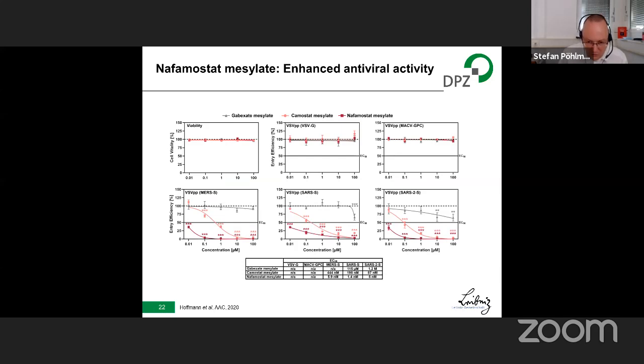And to finish this argumentation, I would also like to point out that there's now an even better inhibitor. It's a related name. It's called nafamostat mesylate. And if you look at the IC50, compare the second line and the third line, you can appreciate that nafamostat mesylate is doing even significantly better than camostat mesylate.